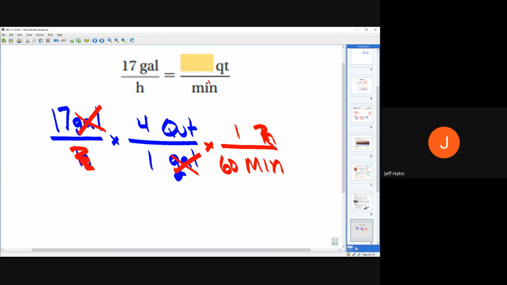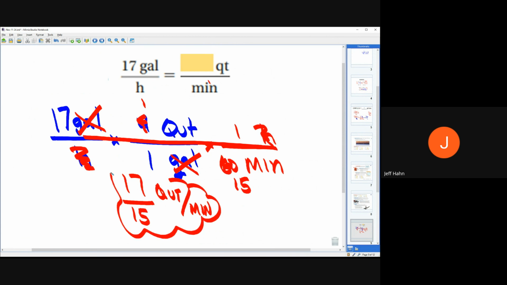Now, to finish the rest of the problem, I would probably cross cancel the 4 with the 60. Anybody know how many times 4 goes into 60? 15. You could say 4 goes into 4 once, and into 60 15 times, and then the ugly math would be you have 17 on top, as well as all these on top. 17 times 1 times 1 is 17, 1 times 1 times 15 is 15, and your label is quarts per minute. Just that easy. By the way, you have to do that out to a decimal. 17 divided by 15.